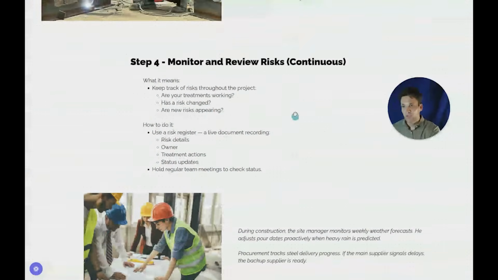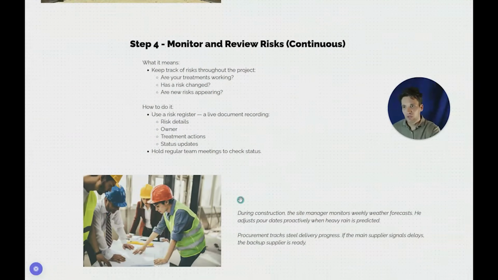Then step 4, we've got our continuous iterative process, basically just monitoring and reviewing the risks and keeping them up to date. What this means is we keep track of the risks throughout the project. We ask ourselves, are our treatments working? Has a risk changed? And are new risks appearing that we need to assess and identify and plan responses to?